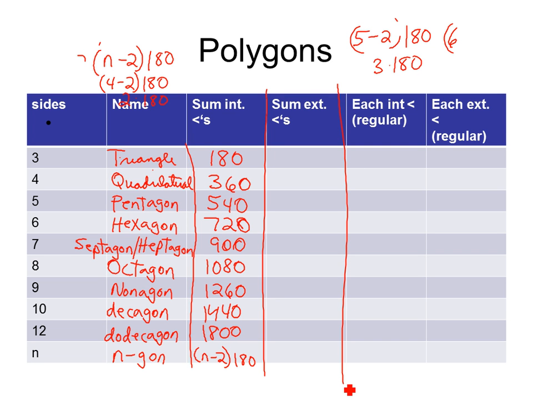How about the sum of the exterior angles? They're all 360. The sum of the exterior angles of any polygon is always 360.